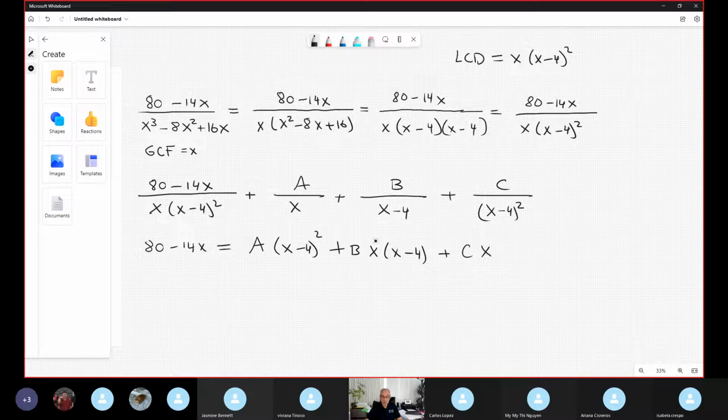Again, you apply the smart value, suppose 0. 0 is good because when you create 0 here, that guy is gone and that guy is gone, and it stays like this. So 80 is equal to A times something: 0 minus 4 squared. 0 minus 4 is negative 4, and negative 4 squared is 16. Therefore, A is 80 divided by 16, which gets 5.